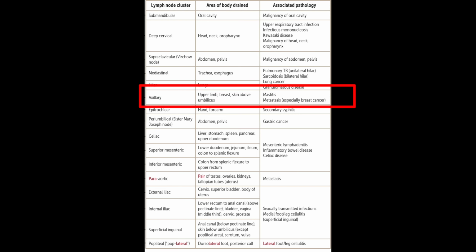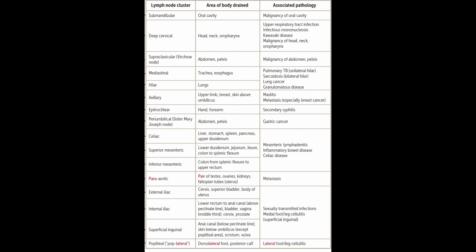The axillary lymph node drains the upper limb, breast, and skin above the umbilicus, and the associated pathology with the axillary lymph node is mastitis and metastasis, especially breast cancer metastasis. The epitrochlear lymph node drains the hand and forearm. So the epitrochlear lymph node is associated with secondary syphilis.